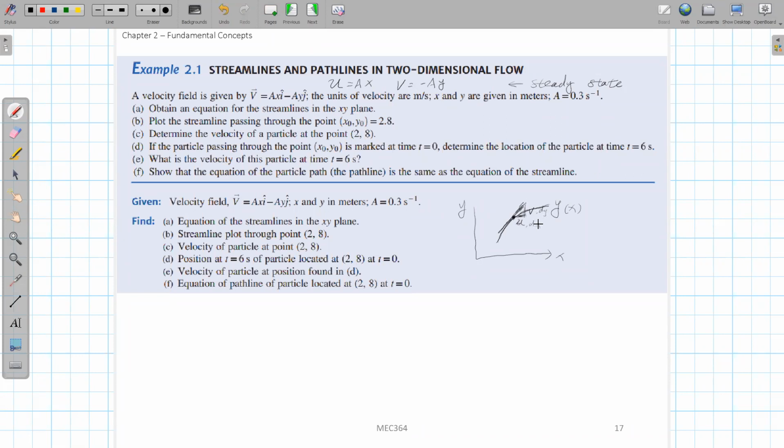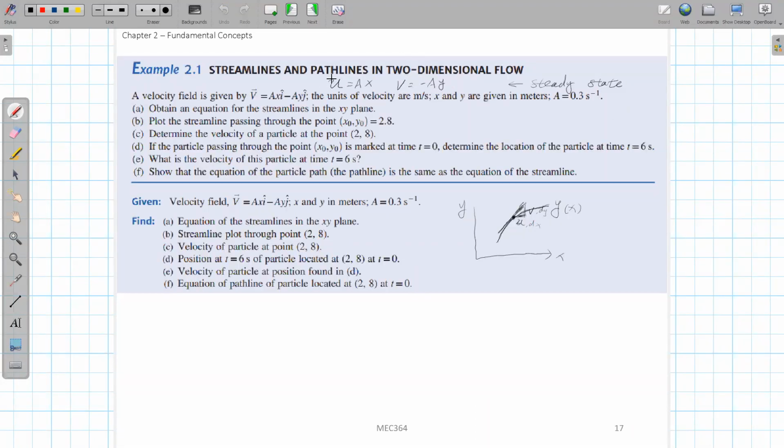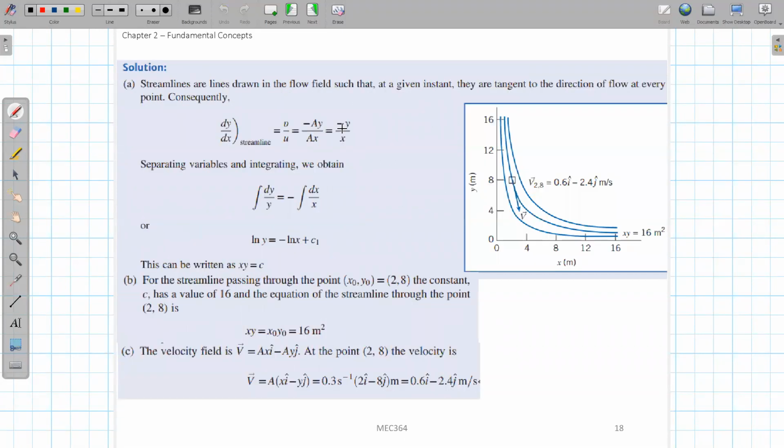So dy over dx will be just equal to v over u, in this case, because they are the same angle. And we already know what v will be here and what u will be here. So you just put them in, and you will get a differential equation: dy over dx equals minus y over x.